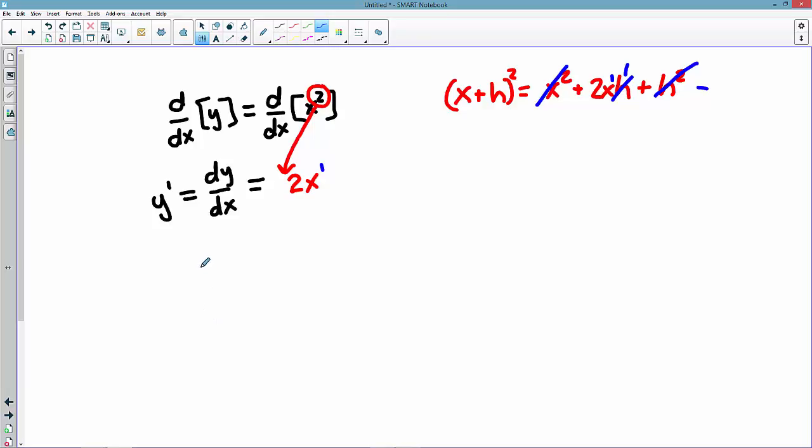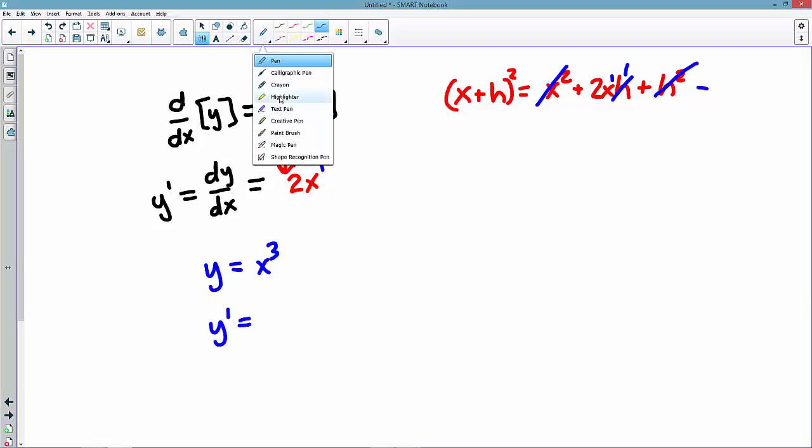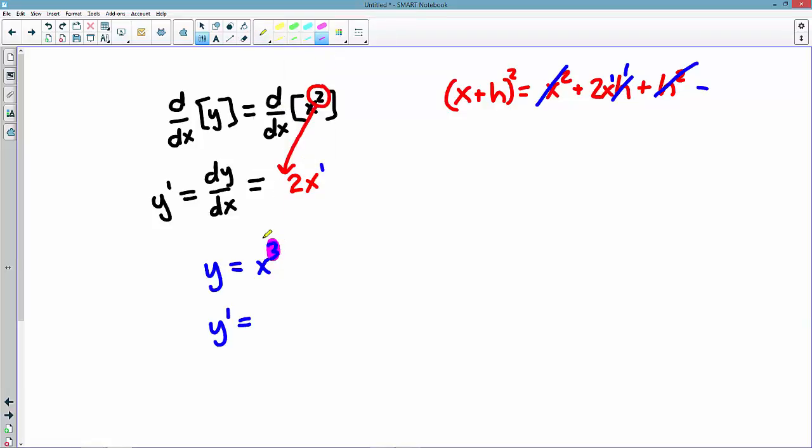All right, so let's do another one. We'll do y equals x to the third. And we want to find y prime, dy dx. So I take this number at the top. I take the coefficient here. I mean the exponent, excuse me. I take the exponent. And I move it to the front.